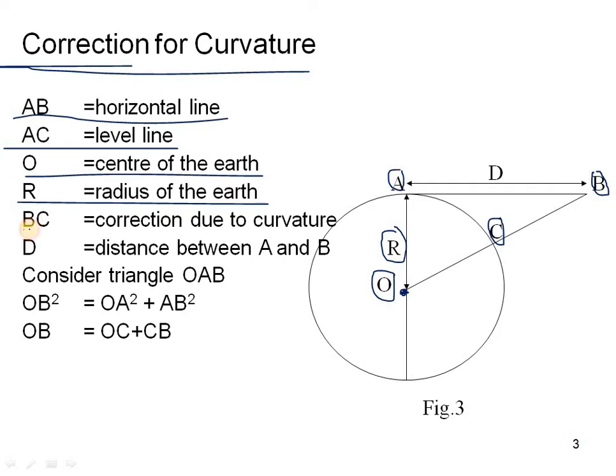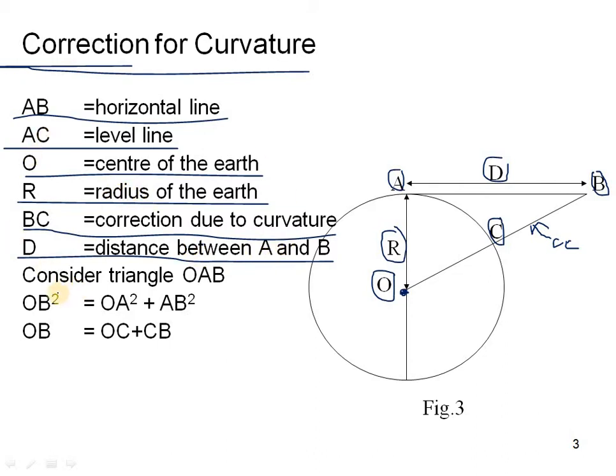And BC. BC is equal to correction due to curvature. So where is the BC? This portion which is there, we are correcting due to the curvature. This BC portion is correction due to curvature. We will write it as CC. And capital D is equal to distance between A and B. So this D will remain the distance between A and B.